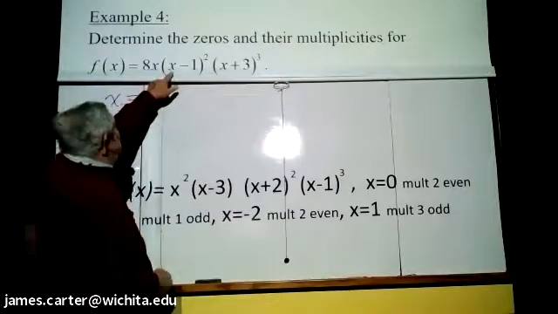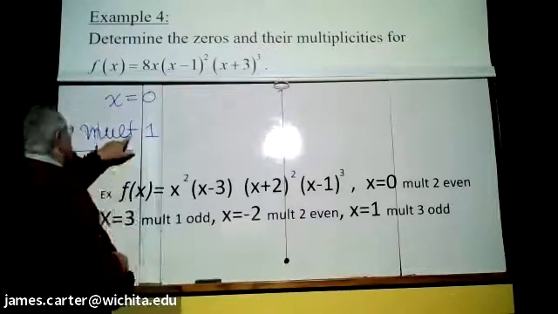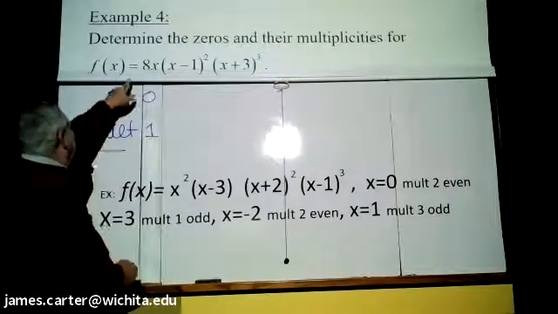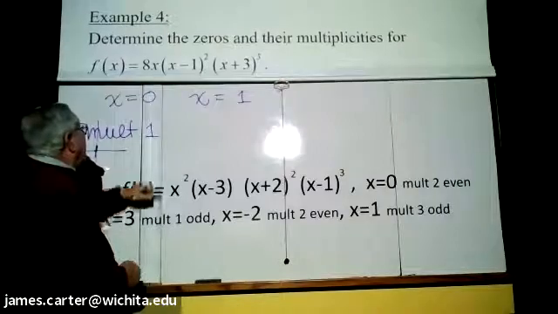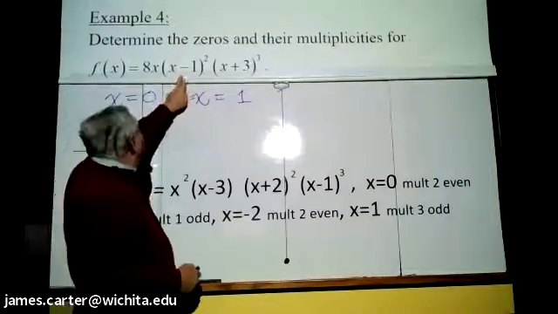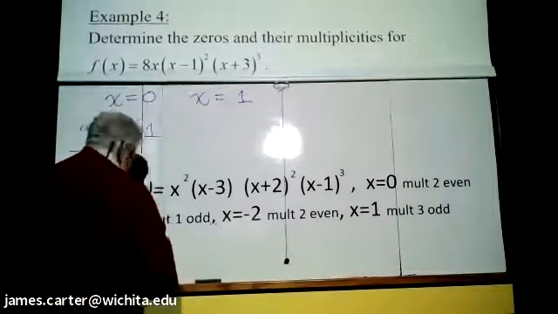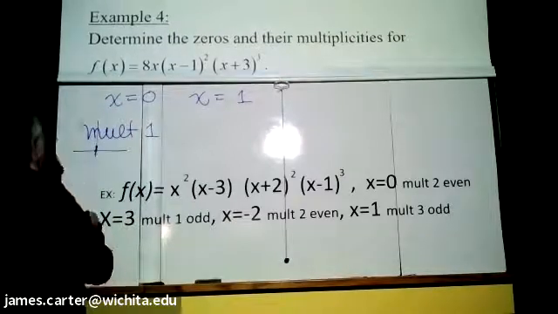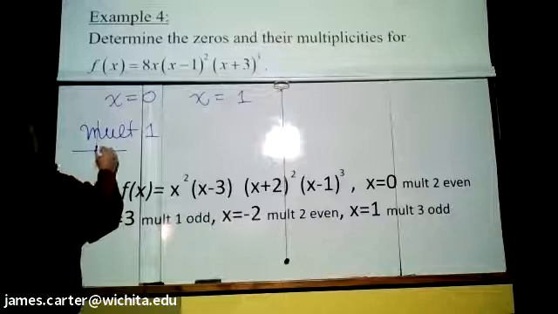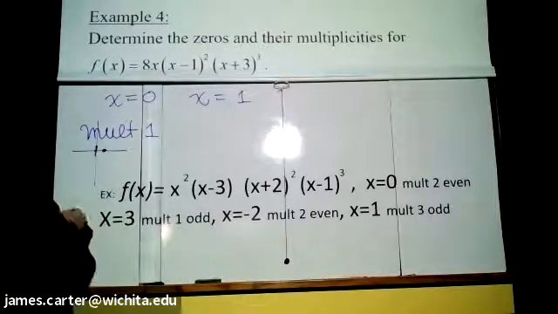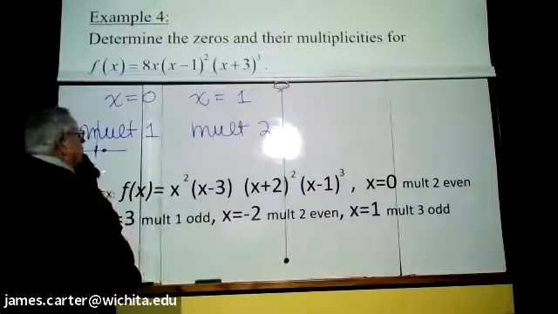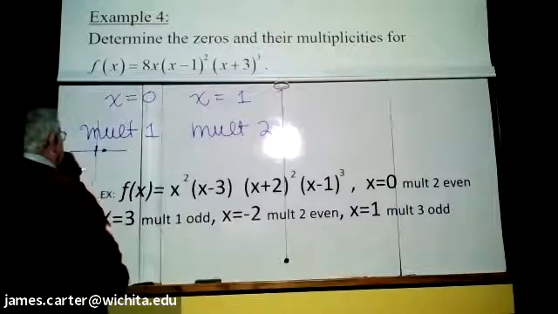Now, this one has a multiplicity. Oh, that's still on that one. Okay, this one, you get x equals 1. So we graph that point. And it's going to be a multiplicity even. So it's going to be a touch and go.